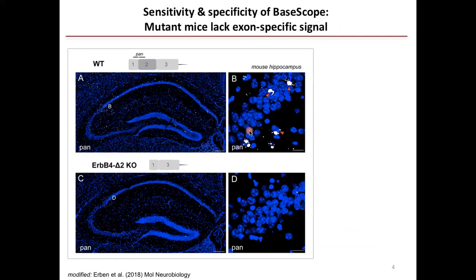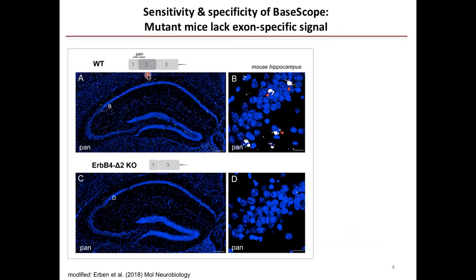The first question we wanted to address in our study was, is the BaseScope assay sufficiently sensitive to detect single exons? And second, are the signals detected specific? To address these points, we designed and hybridized a probe that targets the junction between exon 1 and exon 2. And we call this probe PAN-probe because it detects all ErbB4 isoforms.